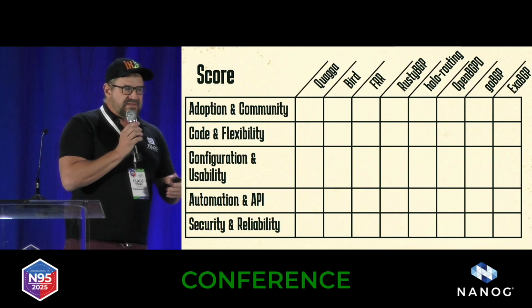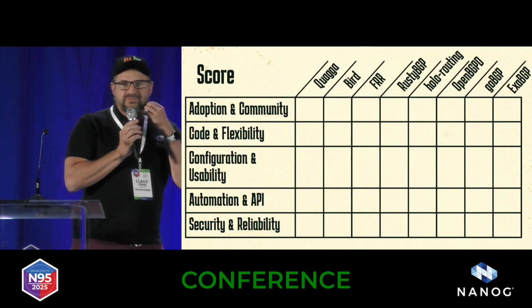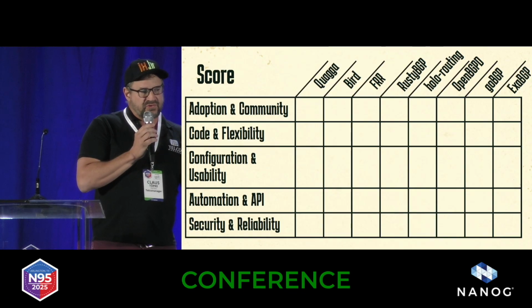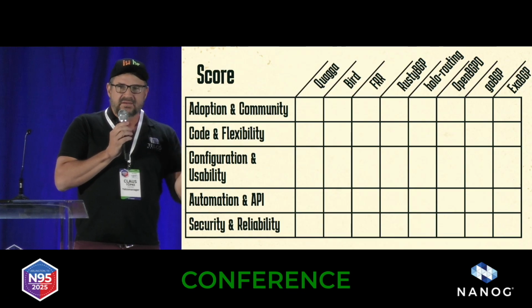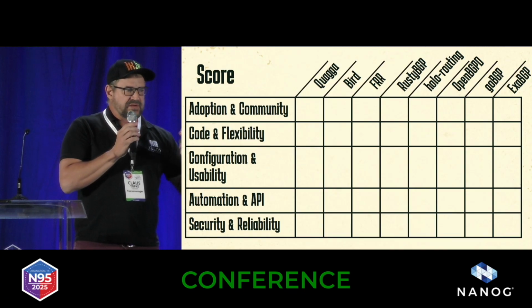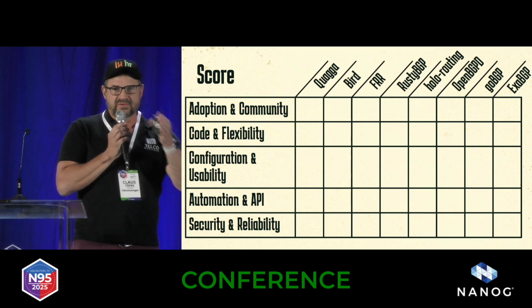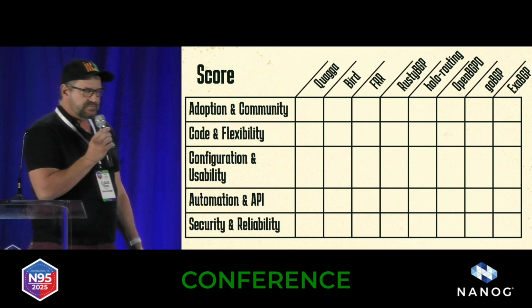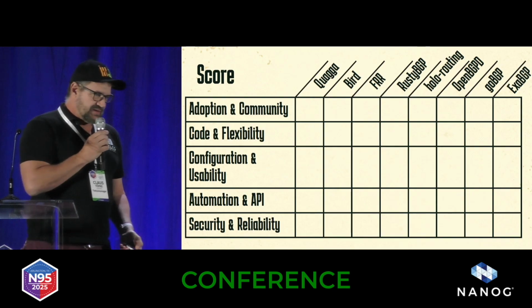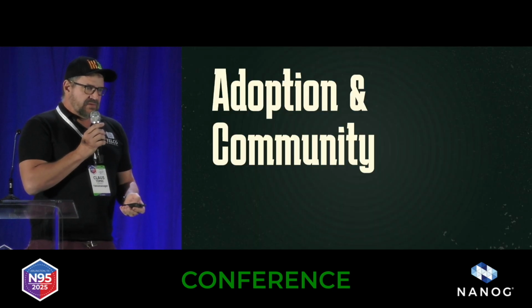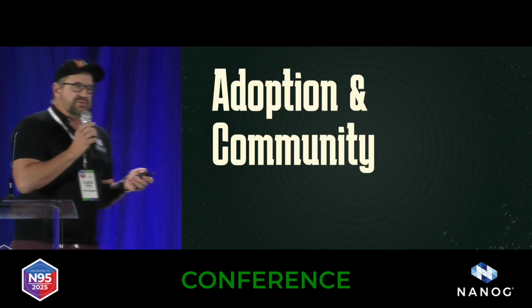And I put it in a table with scoring. That's the methodology that I use. Each line is the subject that I'm talking about, and the columns are the daemons. At the moment, I've got 8. So let's check the adoption and community.